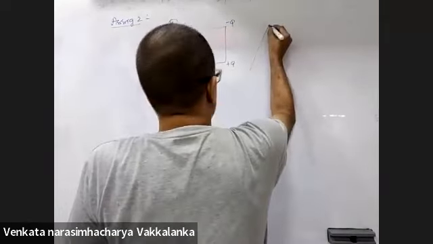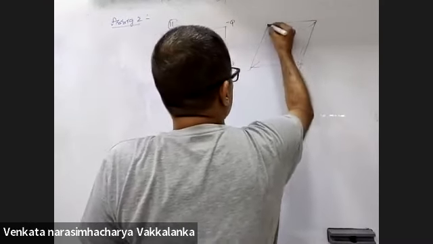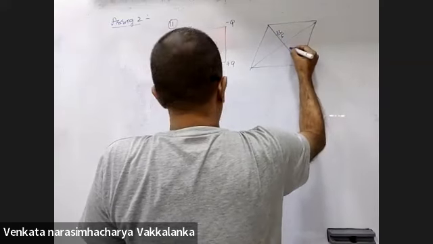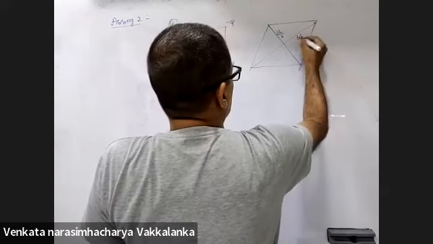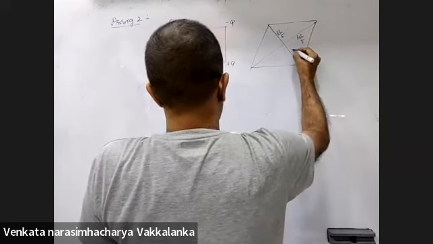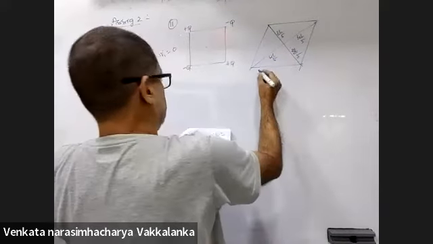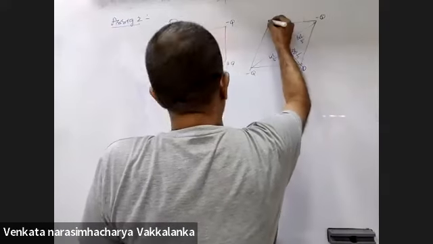Now rhombus ka, please do calculate. You know the criteria for rhombus, right? This will be 3L by 5. This will be 4L by 5. This will again be 3L by 5. 4L by 5. This is minus Q. This is Q. Minus Q.